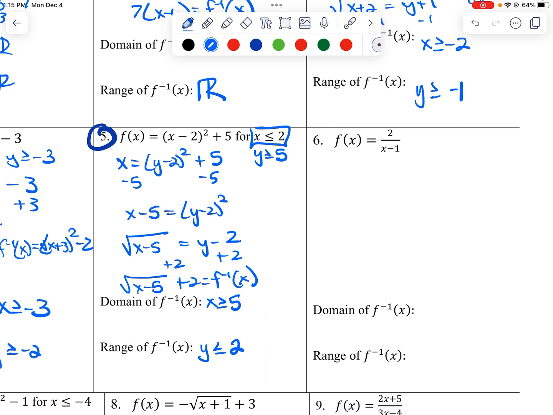Our vertical asymptote: x can't be 1. And our horizontal asymptote is at 0 because the numerator degree is less, so y can't be 0.